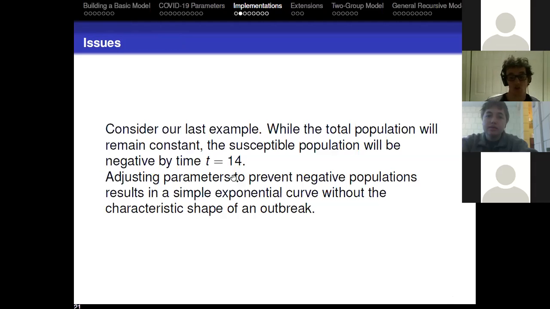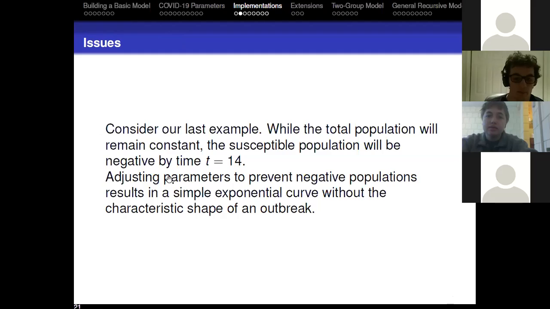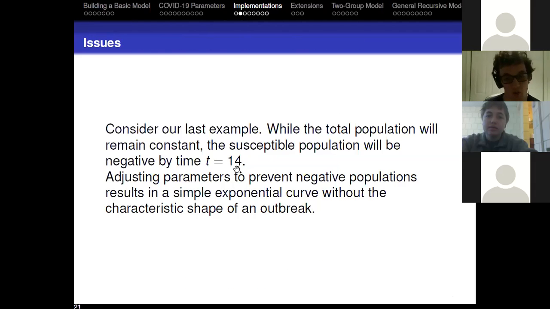There are issues with this though. For example, in our last model that I just put up, the total population remains constant, but the susceptible population will become negative by time 14. So that's not good. You can adjust parameters to avoid negative populations, but this will give you just a simple exponential curve and you'll lose that characteristic shape that we wanted to see. So it won't be a realistic model.